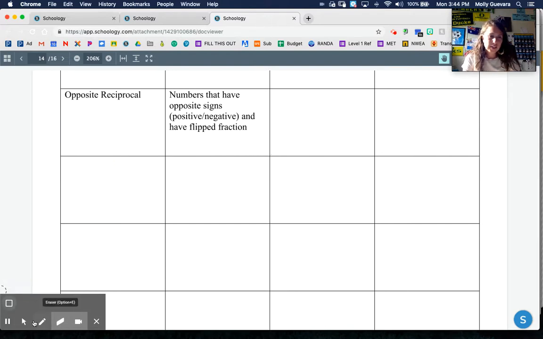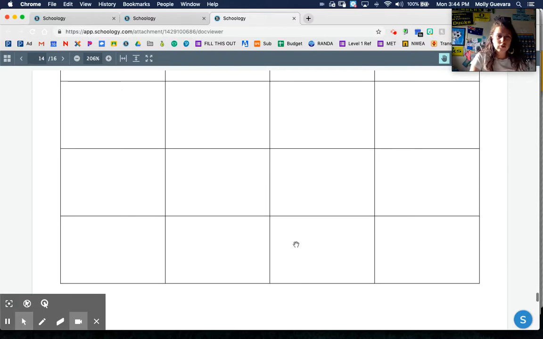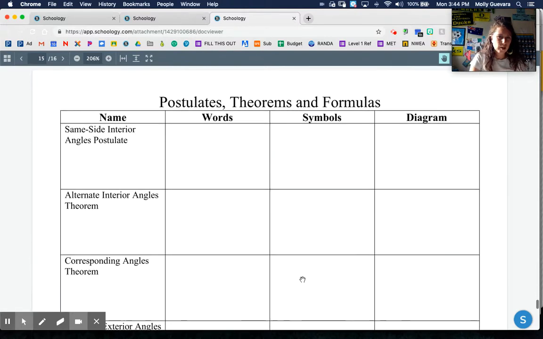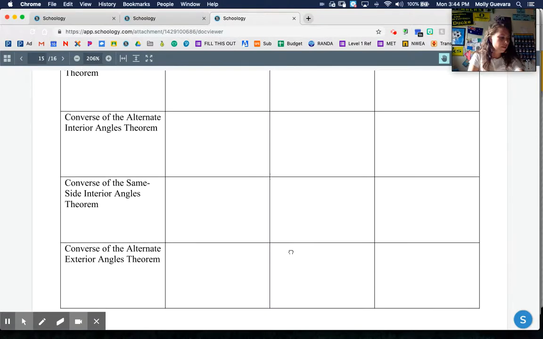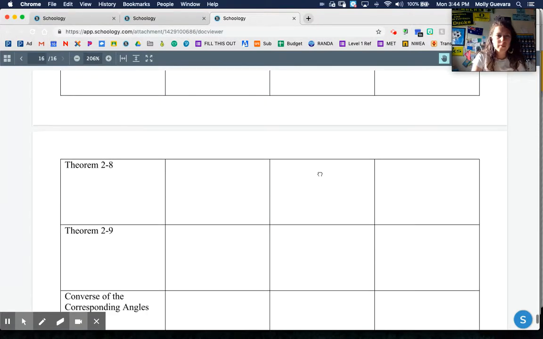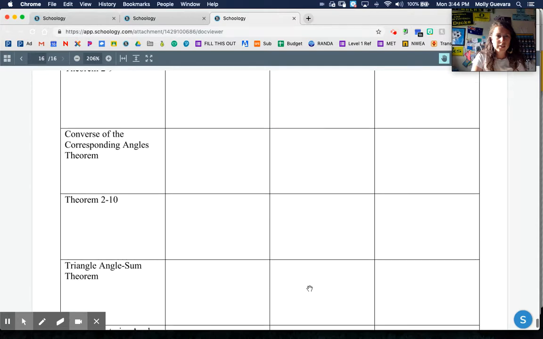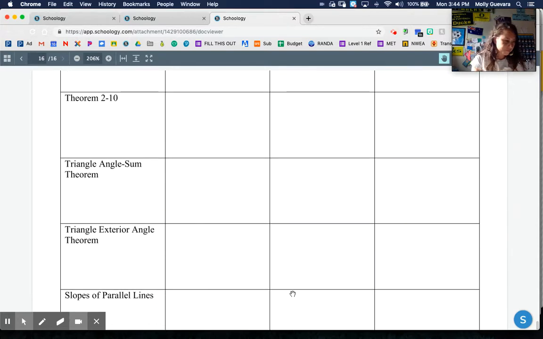Okay, so let's look at some of our theorems. So let's scroll down into our postulates, theorems, and formulas. And we're looking for theorem 2-10. Here we are. And this is kind of a silly theorem, but that's okay. We're going to do it. Okay, so this says, and there's going to be a lot of writing. I apologize. So write small, okay?